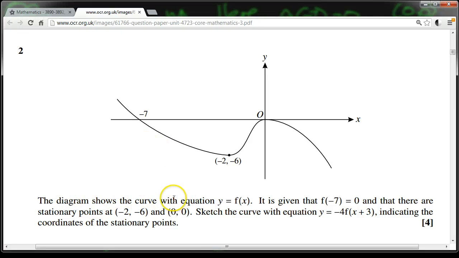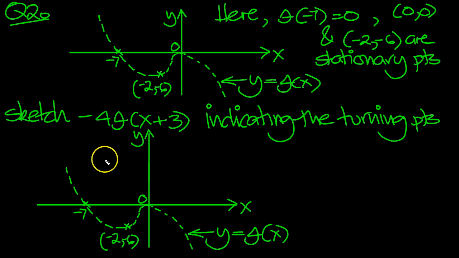The diagram shows the curve with the equation y equals f of x. It is given that f of minus 7 equals naught, and that there are stationary points at minus 2, minus 6, and naught, naught. Sketch the curve with the equation y equals minus 4 f of x plus 3, indicating the coordinates of the stationary points. So let's have a look at this.